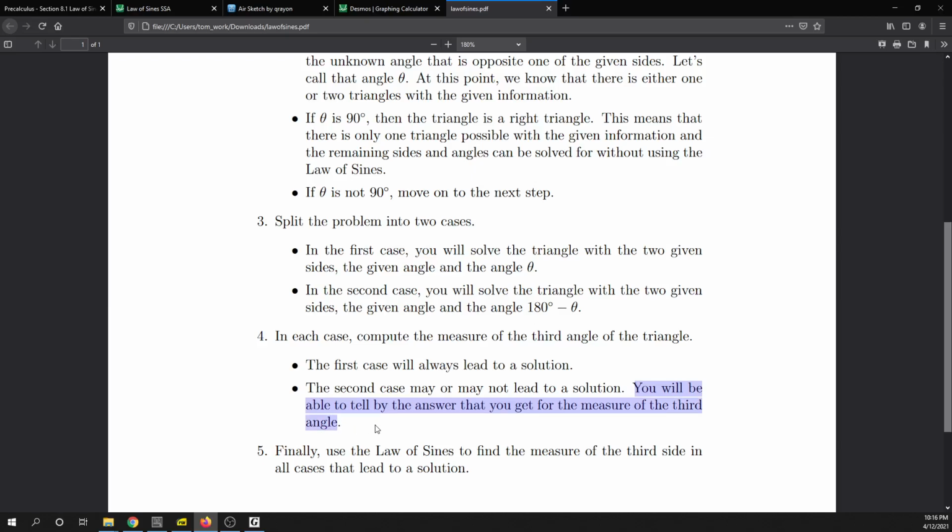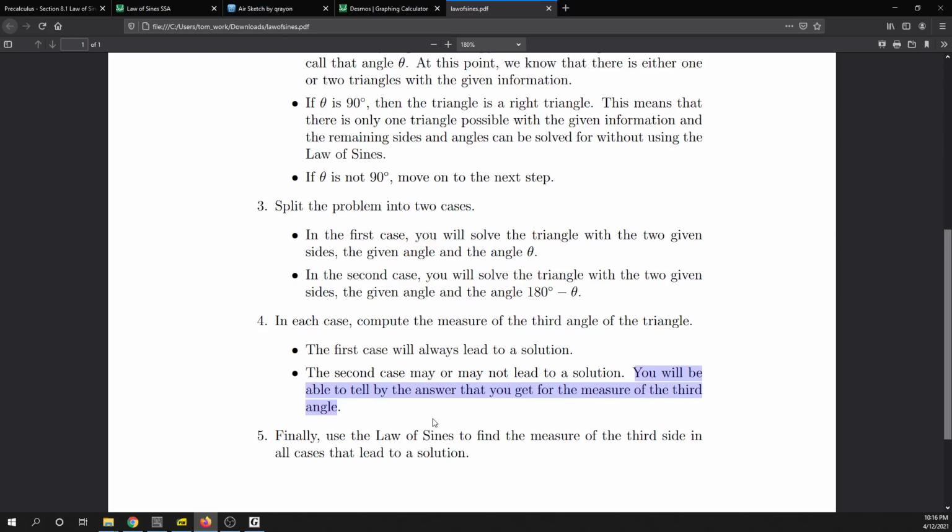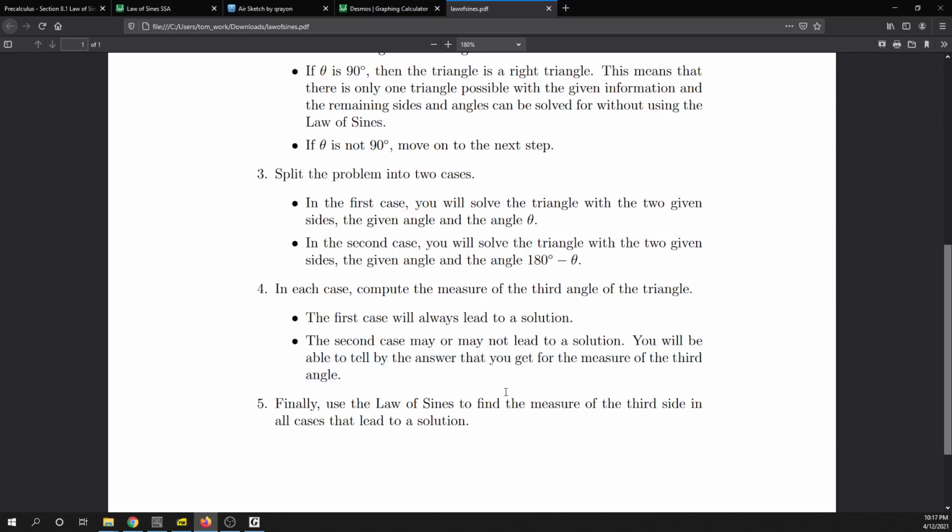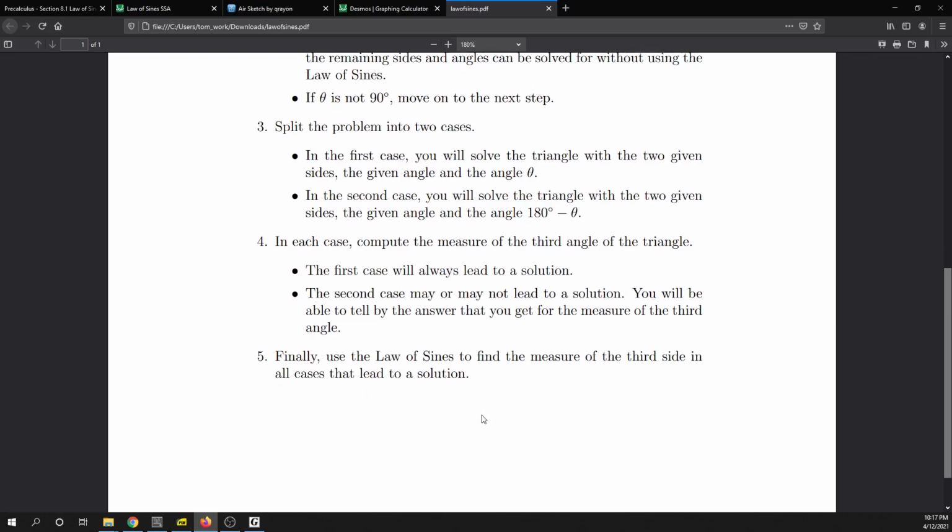And you'll be able to tell by the answer that you get for the third angle. When you go to solve for the third angle, it may come out to be a negative number, in which case, hey, that can't be right. And so in that case, you'll know there's only one solution. Now, if you get a positive answer for this angle, then there are 2 solutions. And so then in either case, you would find the measure of that third side in however many cases you have. You might have 1, you might have 2.